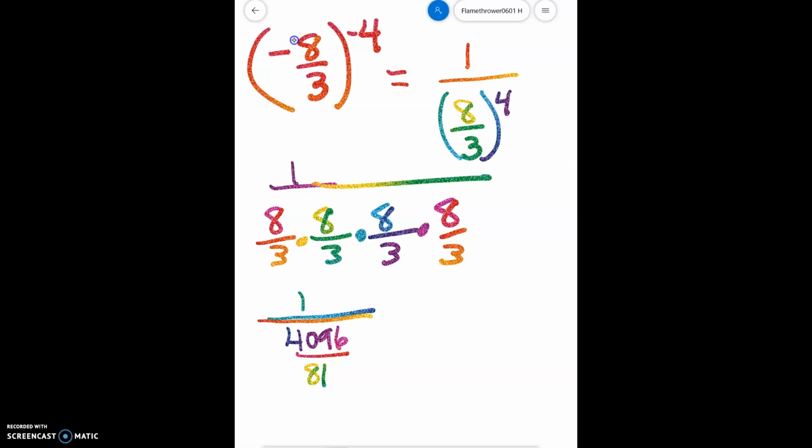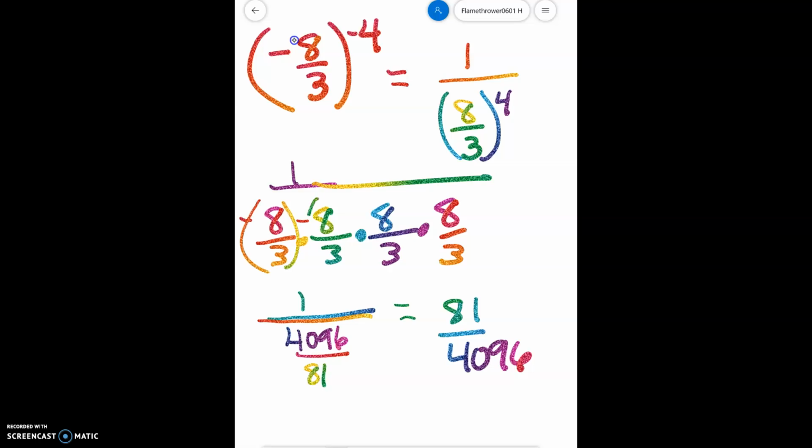And so what we'll do is do 1 divided by 4,096 over 81, which would just be 81 over 4,096. Oh, I forgot that these were negatives.